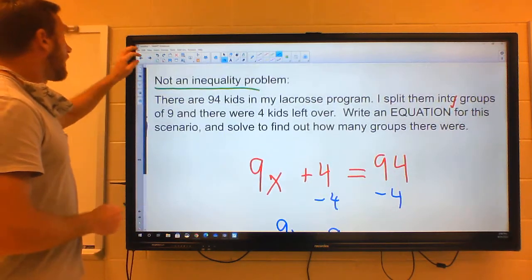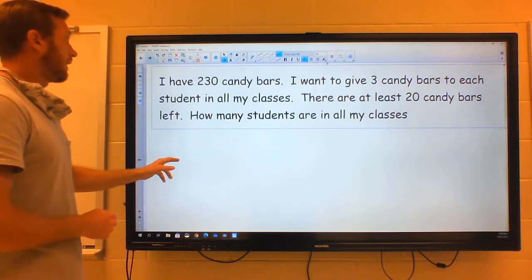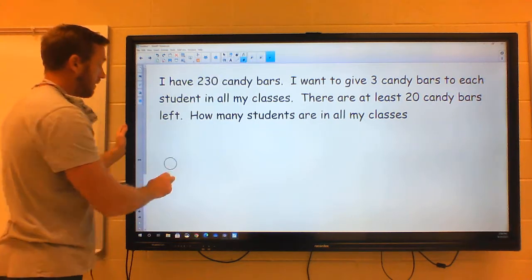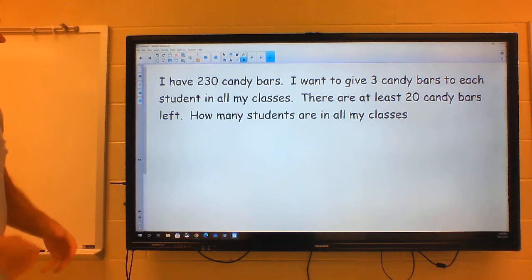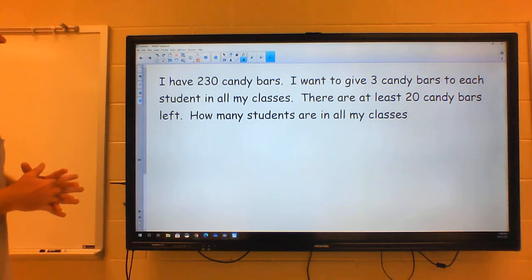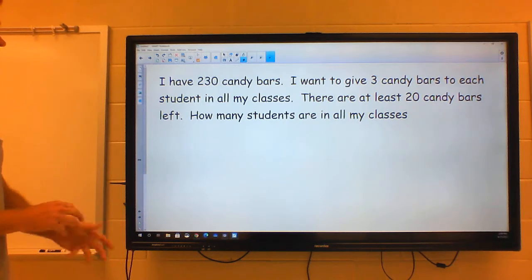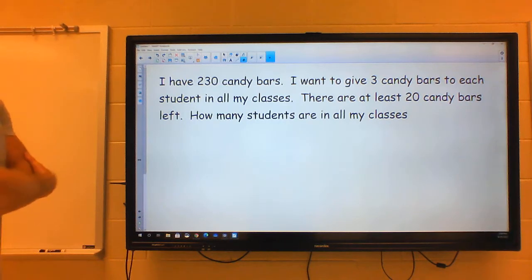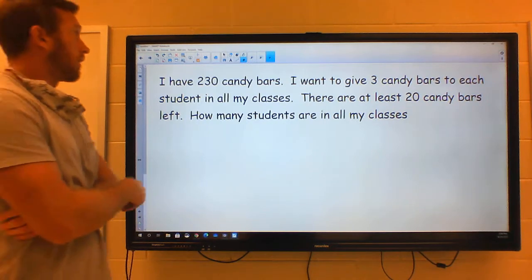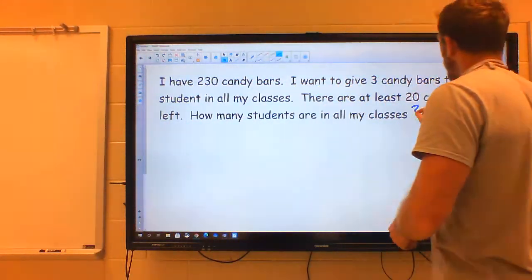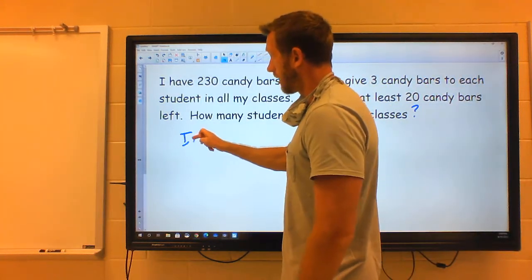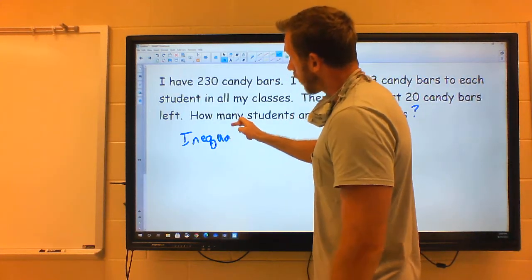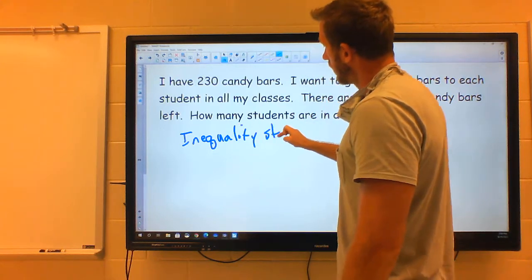Now we're going to look at one that is an inequality statement. I have 230 candy bars. I want to give 3 candy bars to each student in all my classes. There are at least 20 candy bars left over at the end. How many students are in all my classes? We are going to make sure that we write an inequality statement first.